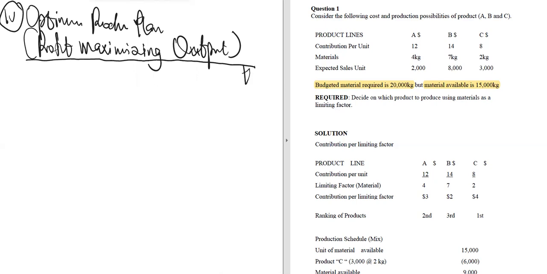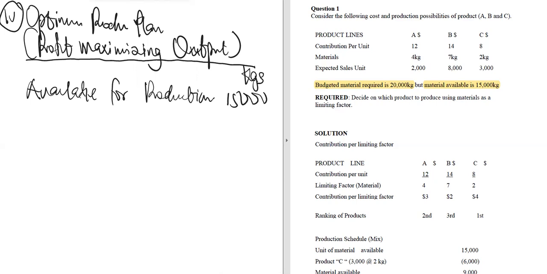So I start this with my kgs because I want to know how to manage this. What is the available kgs for production? You know that the material kgs available for production is what? 15,000 kgs, not so. But let's see, according to the product and its rank, to know which one you should be producing first. So product and rank and how much to use, right?